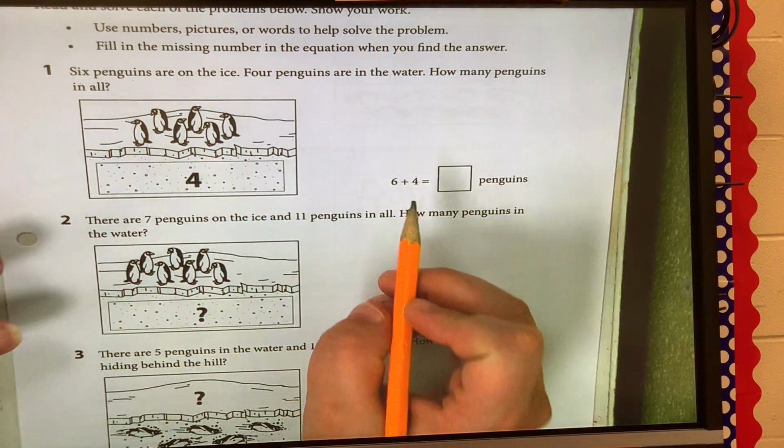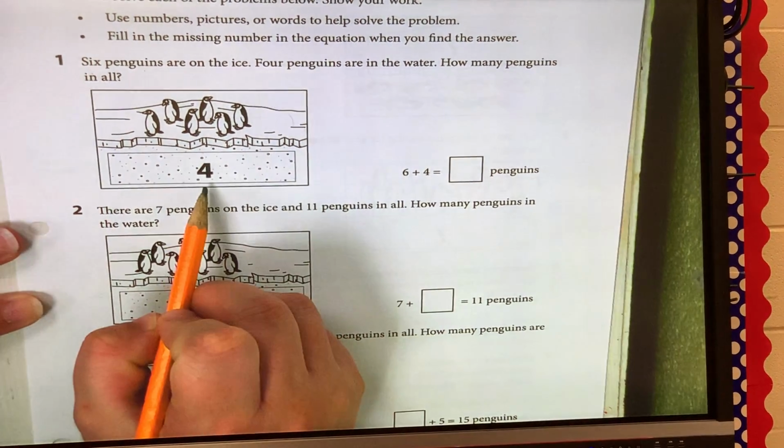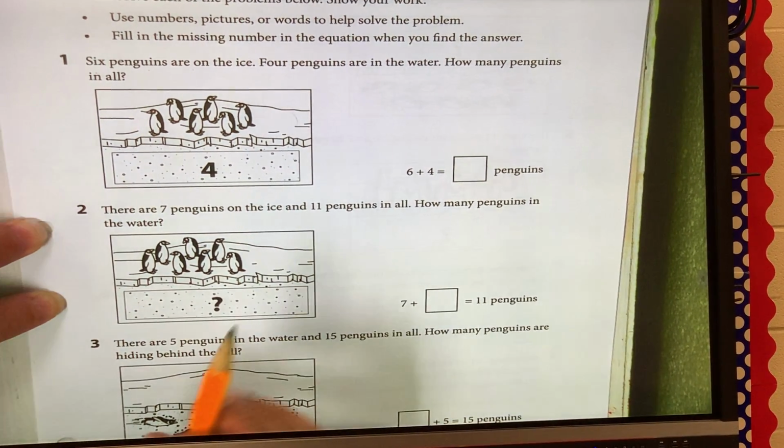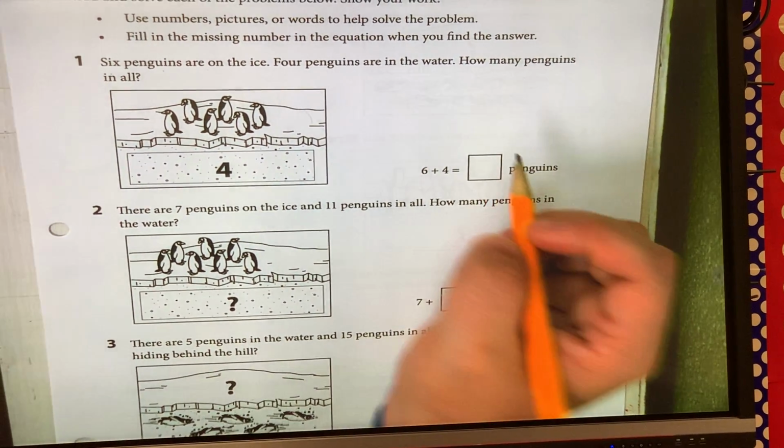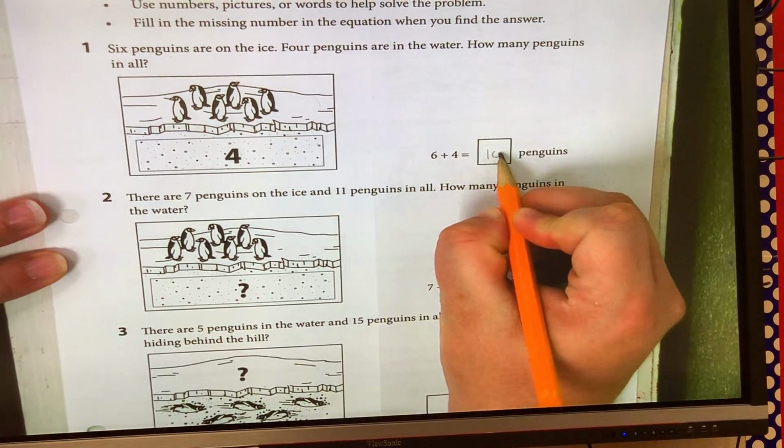Okay, it said there were 6 standing on the ice and 4 in the water. 6 plus 4 is 10 penguins in all.